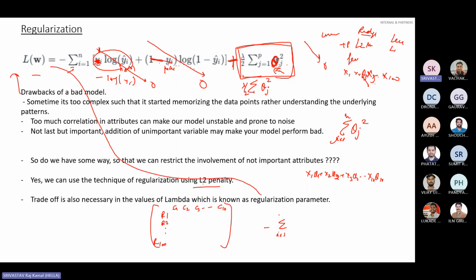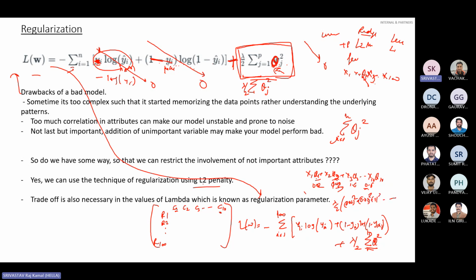So this term will come like log likelihood: minus 1 over 100 terms, sum of yi log of yi, where i is a row, plus 1 minus yi log of 1 minus yi, plus the penalty term lambda by 2, summation over column 1 to column 10, theta j squared. So whichever coefficients there are, say 0.02, 1.2, 0.5, this term will become lambda by 2 times 0.02 squared plus 0.3 squared plus 1 squared, and so on, the last one 0.5 squared.